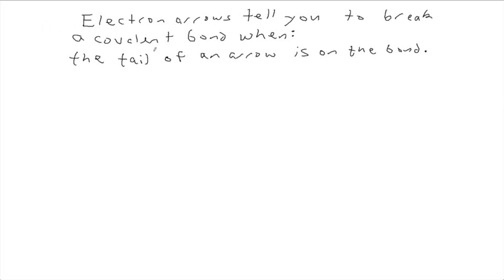Now, the important point here is, suppose the tail of an arrow is not on a bond. Should we break that bond? And the answer is no. We only make the changes the arrows tell us to make. And this is really crucial. Very often, students will break a bond because it feels right. But we shouldn't break a bond because it feels right. We should only break a bond if there's a tail of an arrow telling us to break that bond.